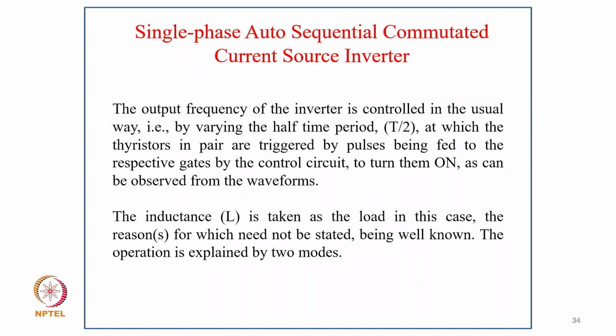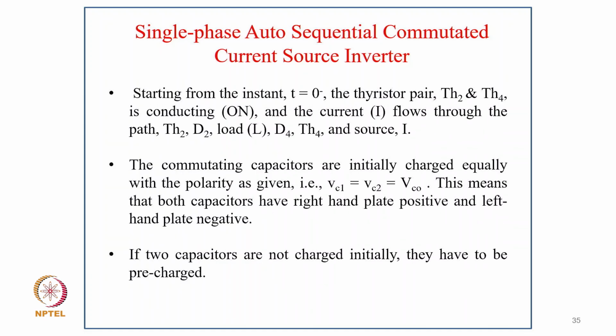to prevent the commutating capacitors from discharging into the load. The output frequency of the inverter is controlled in the usual way, that is by varying the half period T by 2, at which the thyristors in pairs are triggered by pulses fed to the respective gates by the control circuit to turn them on, as can be observed from the waveform. The inductance L is taken as the load in this case, the reasons for which need not be stated, being well known, and the operation is explained by two modes.